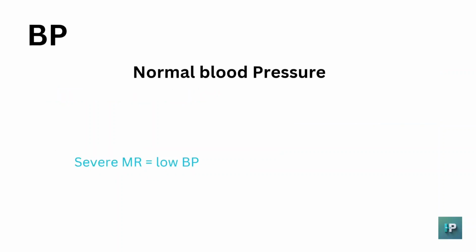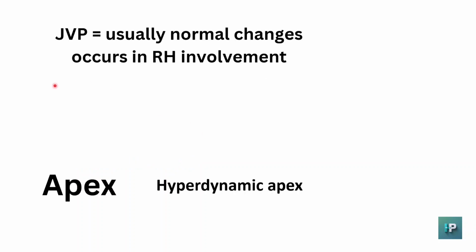And then blood pressure. Here the blood pressure will be normal, but in case of severe mitral regurgitation, it will be low. It is because of decrease in cardiac output. And then jugular venous pressure. Here usually there are no changes in mild to moderate condition, as right heart involvement is less, but in case of severe, right heart involvement will be present and it may lead to elevation of JVP.